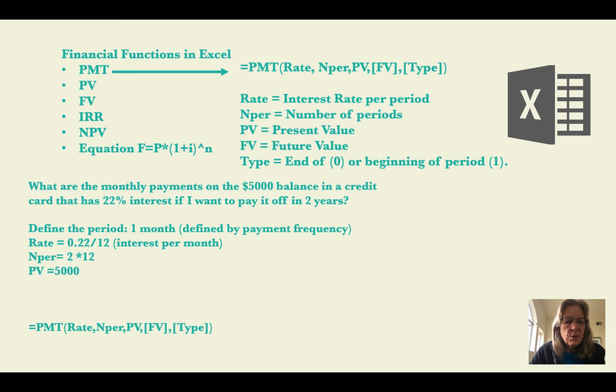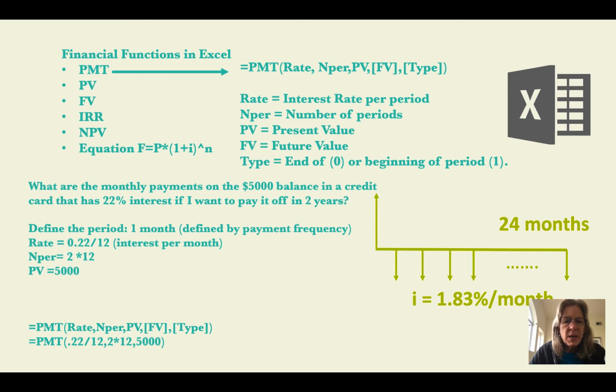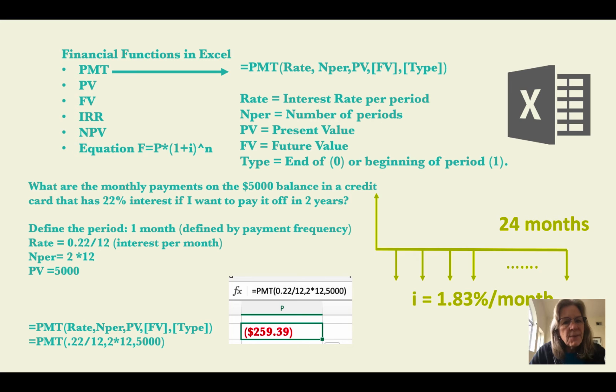And you can see, this is what it looks like in a cash flow diagram, the particular loan payment amount. The loan is $5,000, and then I want to know what the payments are over 24 months at 1.83% per month. So I put this in Excel. You can see that's the way I put the function in, and it's okay to do calculations within the input, and I get $259. So that means if I want to pay off a $5,000 balance in a credit card that has 22% interest, and I want to pay it off in 2 years, I need to pay about $260 a month.